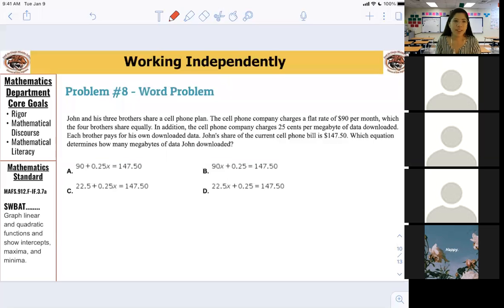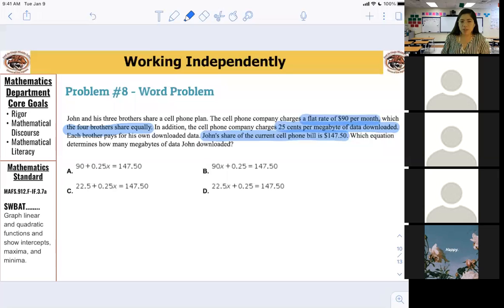Awesome. Thank you, Naomi. All right. So there's a lot going on here, isn't there? A lot of information. They don't make this easy for you. Let's highlight some stuff. We have a flat rate of $90 a month, which the four brothers share equally. That's going to be important. In addition, 25 cents per megabyte of data downloaded. And his share was $147.50. So in order to figure out the correct answer, two things have to happen.